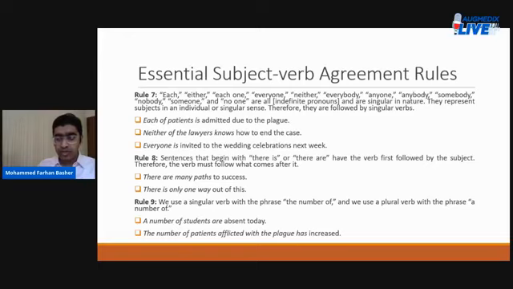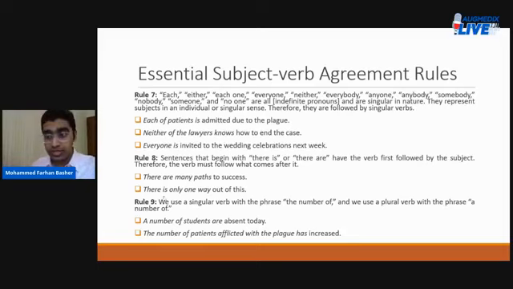A number of patients afflicted with the plague have been brought to the hospital. Follow this. Since I said a number of, I'm going with have, which is a plural verb. But if I go with the number of, then I would go with has. So the number of patients afflicted with the plague has increased. A number of students are absent. You go with a number of, you bring in a plural verb. You go with the number of, you go with a singular verb.